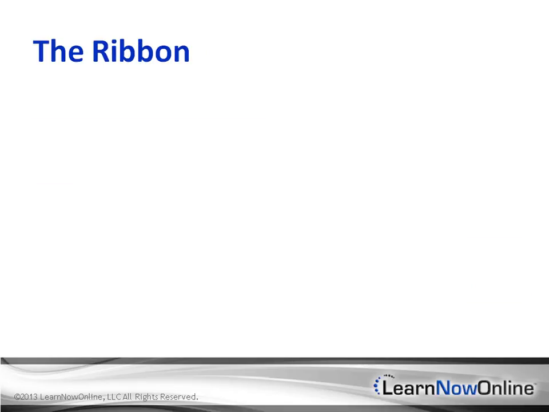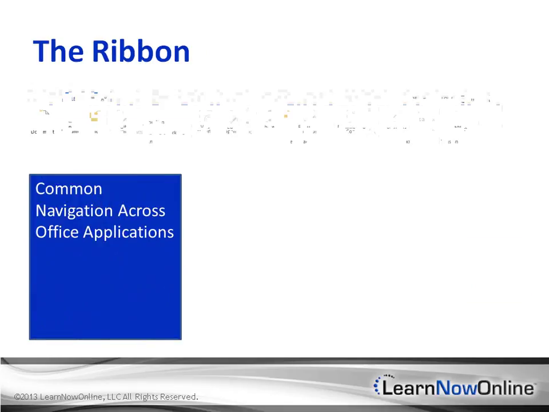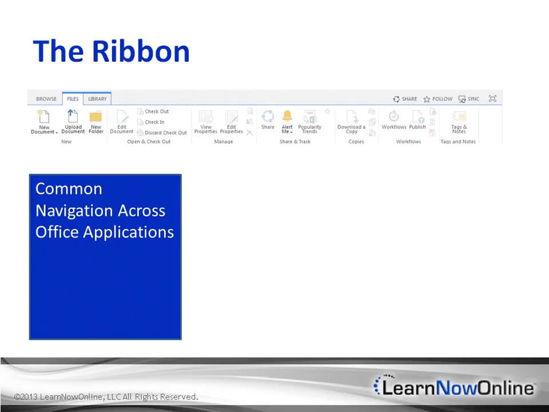Finally, let's take a look at the familiar ribbon. This was introduced in Office 2007 and introduced to SharePoint in SharePoint 2010. It's a common navigation across all of the Office applications, the purpose of which is to show you all of the different attributes at one time instead of hiding them under different menu options. You can see that there are tabs on the top that show up in line with the SharePoint activities that we showed before.